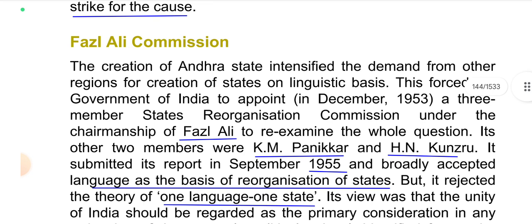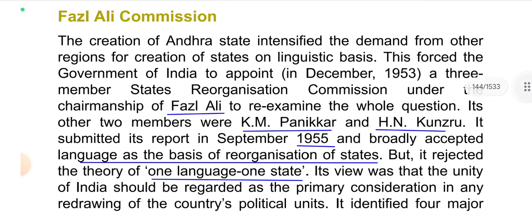Fazal Ali Commission. The creation of Andhra state intensified the demand from other regions. अब एक हो गया तो दूसरे तो चाहेंगे. Creation of states on linguistic basis. This forced the government of India to appoint in December 1953 a 3-member States Reorganization Commission under the chairmanship of Fazal Ali to examine the whole question.